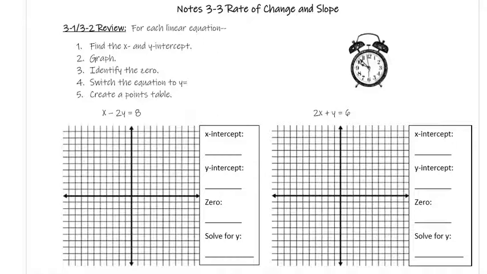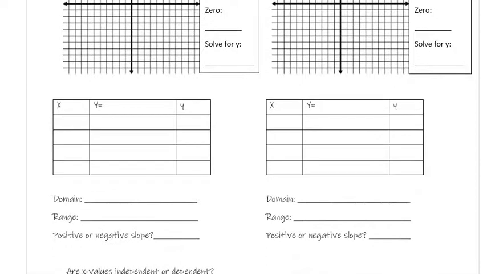Switch the equation to y equals. Y equals is also considered f of x equals. That's another way to think of it. Then create a points table. Okay, so your points table is going to go down here. What numbers do you pick? You just pick the ones that are easiest for you.